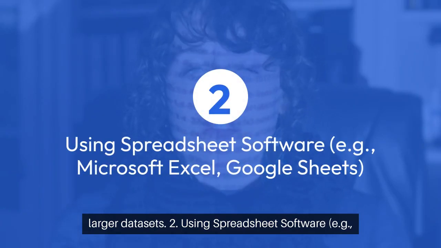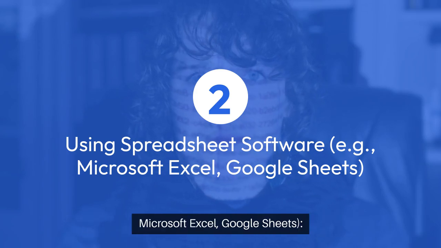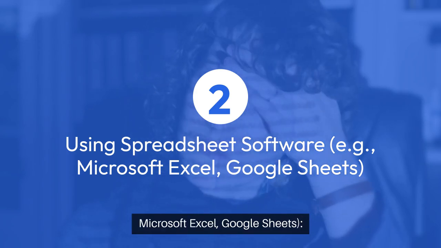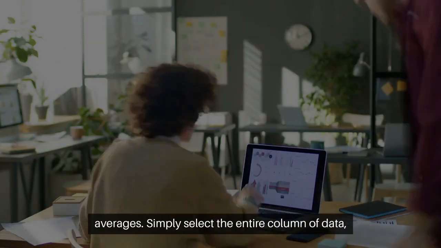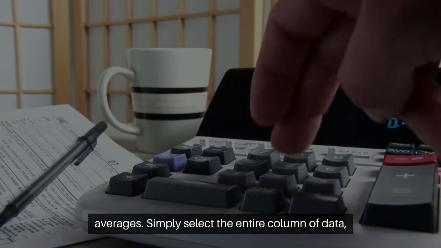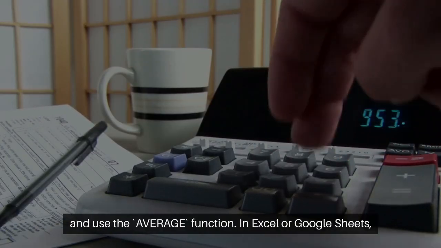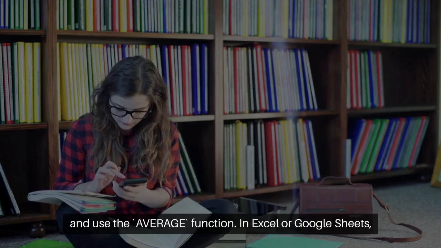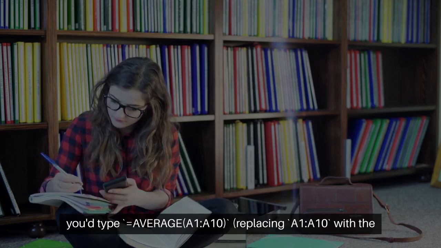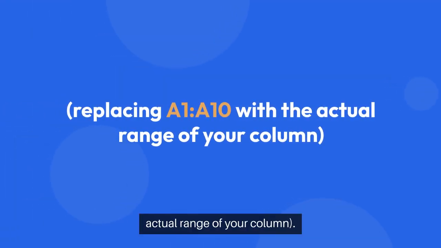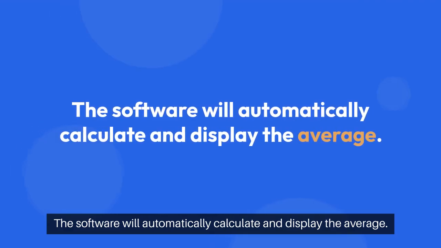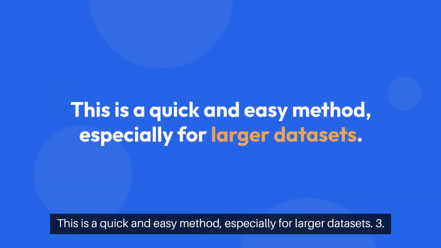2. Using spreadsheet software, e.g., Microsoft Excel, Google Sheets. Spreadsheet software provides built-in functions for calculating averages. Simply select the entire column of data and use the average function. In Excel or Google Sheets, you'd type =AVERAGE(A1:A10), replacing A1:A10 with the actual range of your column. The software will automatically calculate and display the average. This is a quick and easy method, especially for larger datasets.